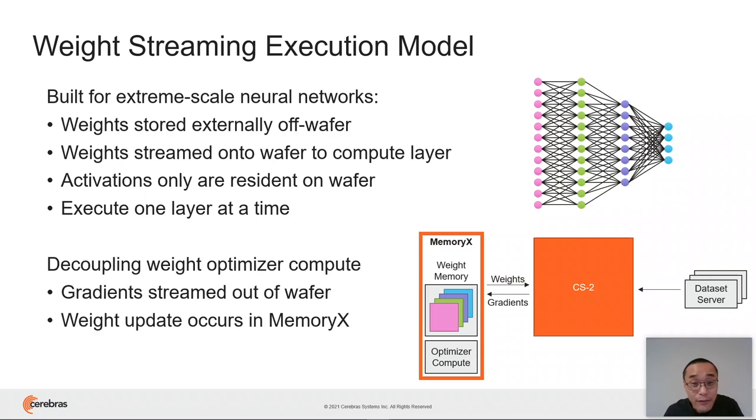On the backward path, the gradients are streamed in the reverse direction back to the Memory X unit. There, the weight update is performed in time to be used for the next iteration of training. It's easiest to see how this works through an example.